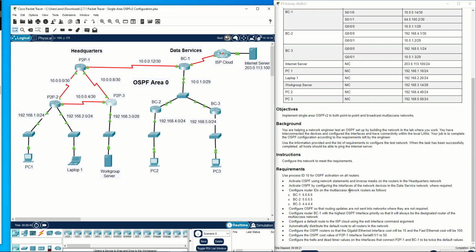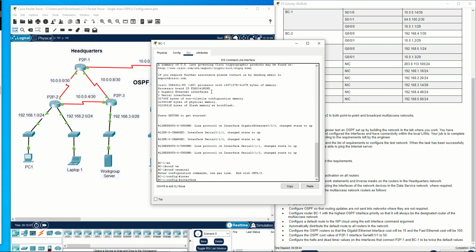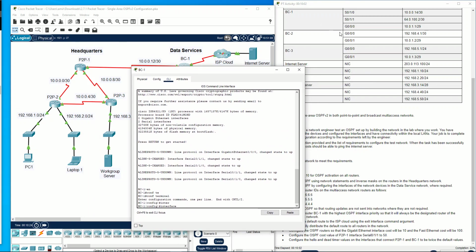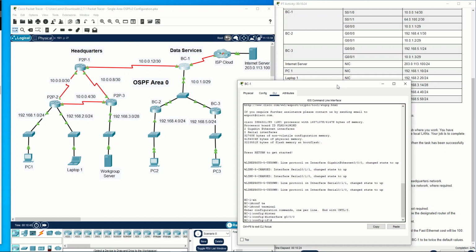Next, activate OSPF by configuring the interfaces of the network devices in the data services network where required. You can go to data services here, for example BC1, and in configure terminal mode, under the interface, which interface is connected to BC2 and BC3? We can see from here that it is G0/0 for BC1, and G0/1 for BC2 and BC3. In this situation, you should write G0/0, and under the interface you also have the option to activate OSPF.